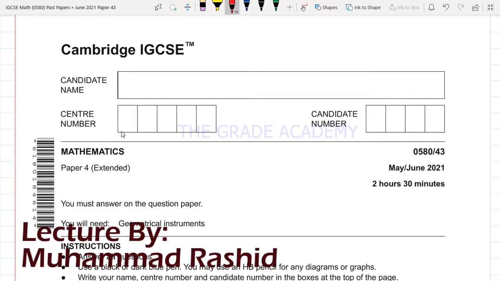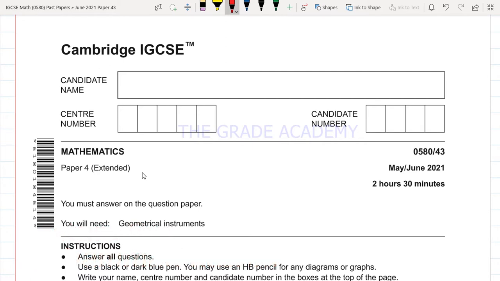Today's lecture is based on the solution of a past paper. As you already know, past papers are essential to prepare for any exam. They help you fine-tune your concepts. They indicate how each topic is going to appear in the exam.